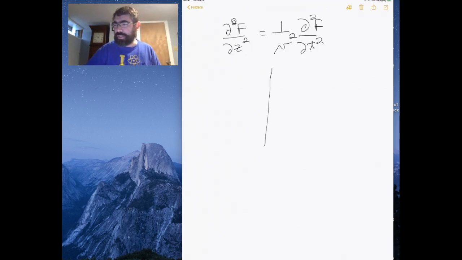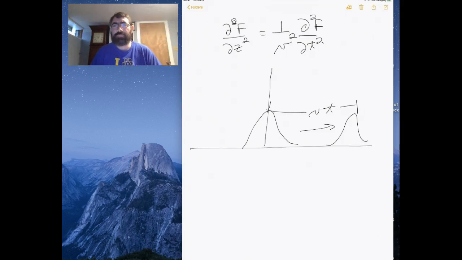So if we had a wave which then moved this way and moved its position by a length vt, then we would basically take our original wave and rewrite it. Actually, we rewrote it as a function g of z minus vt.